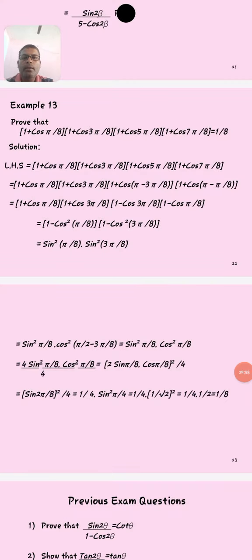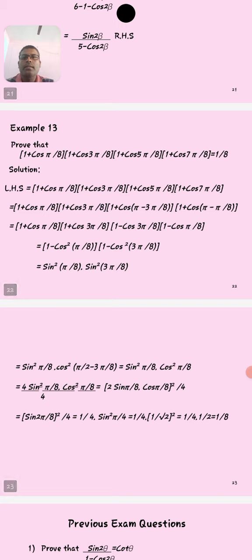Now we see example number 13. Prove that 1 plus cos pi by 8 into 1 plus cos 3 pi by 8 into 1 plus cos 5 pi by 8 into 1 plus cos 7 pi by 8 is equal to 1 by 8. We have to prove this. First we take the LHS part.